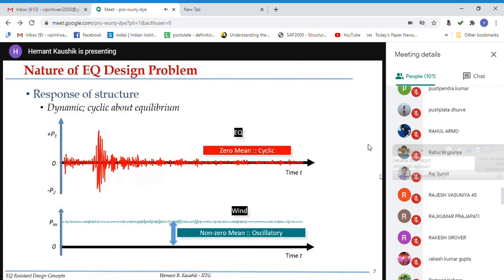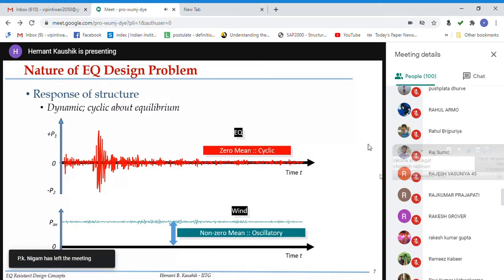Now let us see what is the nature of the earthquake design problem and why we have to treat it differently. Let me compare the same structure resisting the earthquake load versus resisting the wind load. The response will of course be dynamic because both the loads are dynamic in nature. They will be cyclic because when the structure vibrates, it is cyclic vibration. If you look at the earthquake load, the red curve here represents the response of the structure. This is the positive response, this is the negative response, and this is the time along the x-axis.